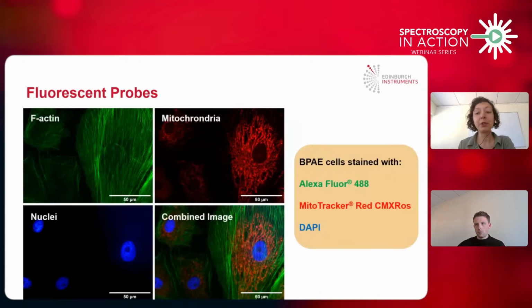We have an example here. We can visualize different parts of bovine pulmonary artery endothelial cells by selecting appropriate dye. In the example, MitoTracker gives red emission to mitochondria. Alexa Fluor gives green emission to the F-actin network in the cells, and DAPI is going to label the nuclei. We can combine all these three images into one to get the full structure of the cells, as is shown on the bottom right image.